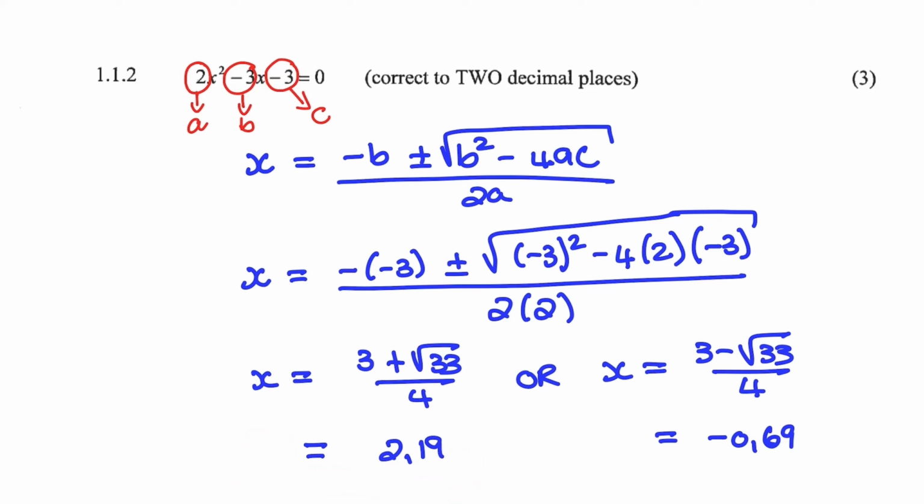In our second solution, I would substitute negative in the place of plus on the calculator. That will lead to an answer of 3 minus the square root of 33 over 4. And again, you press SD on the calculator to find the x value of negative 0.69.